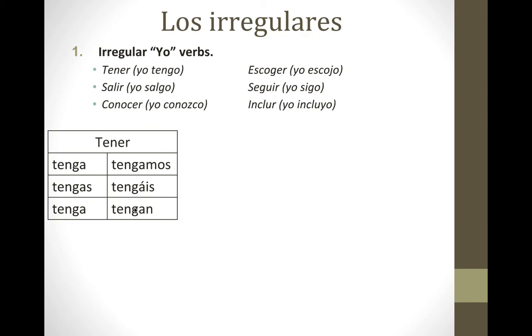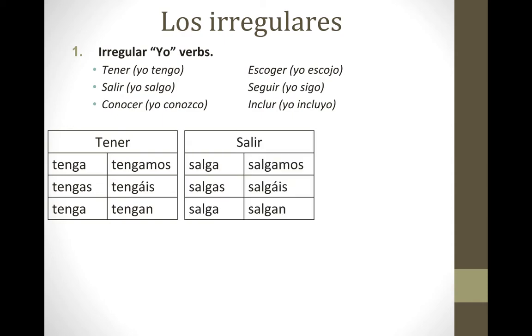The next one on your note guide is salir. Salir is an irregular yo verb. So again, if we were going to form it in the present subjunctive, we're going to go first to the yo form, salgo. Step 2, we're going to drop the O. In step 3, we're going to add the opposite present tense ending. So we get salga, salgas, salga, salgamos, salgan.